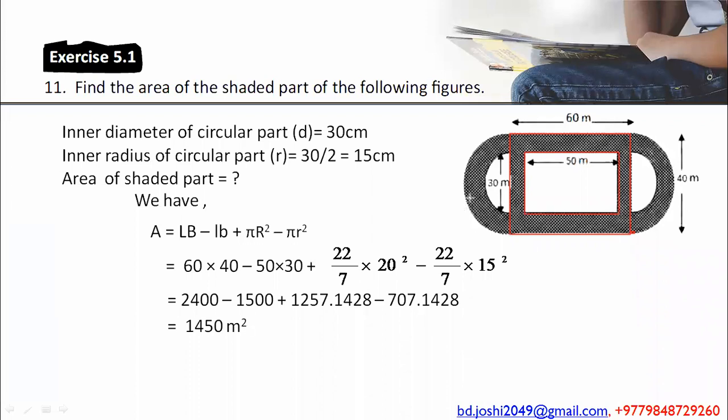Similarly, there are two semicircles. One is inner, another is outer. In those also, to calculate the area of the outer circle, pi r square is used for these two semicircles. For the left and right semicircles, pi r square minus pi small r square. And after calculating, we get the value 1450.